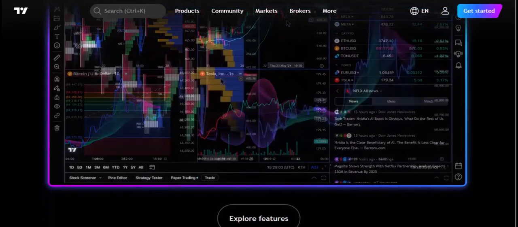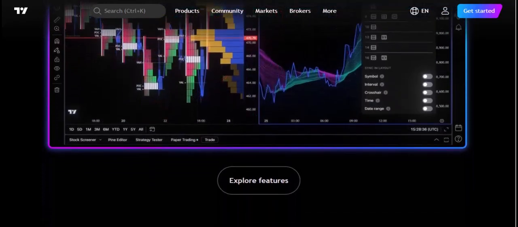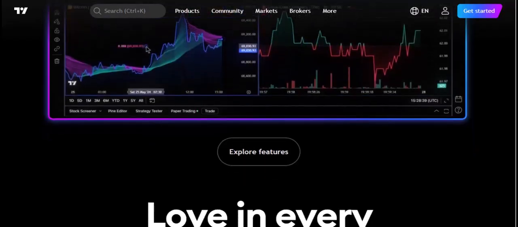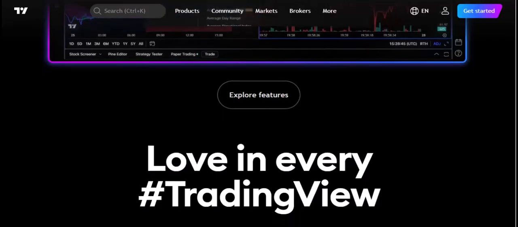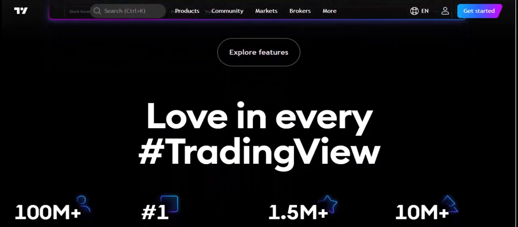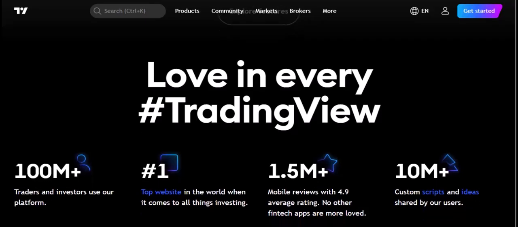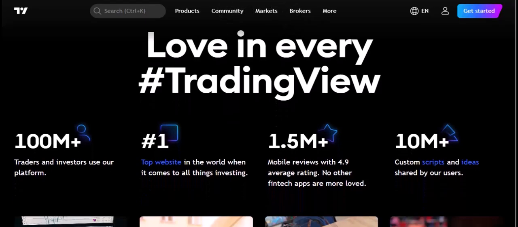TradingView excels in its charting capabilities. It offers a vast array of chart types, indicators, and drawing tools. What truly sets it apart is its social aspect. TradingView boasts a massive, active community where traders share ideas, strategies, and custom indicators written in PineScript. This makes it an incredible resource for learning, discovering new trading approaches, and getting inspired by other traders.